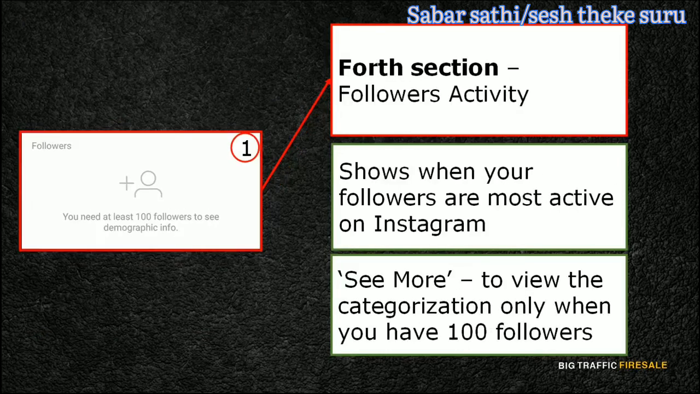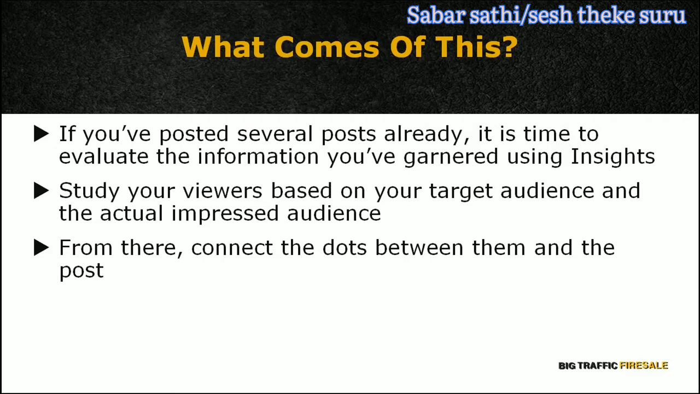The last section is the Followers activity. This bar chart shows you when your followers are most active on Instagram. You can even tap See More icon to view the categorization. You have information of your followers' gender, age, and even location. Plus, you have a bar chart of probability on when your users are most likely to log in hourly and, of course, daily. So, what comes after all this information?